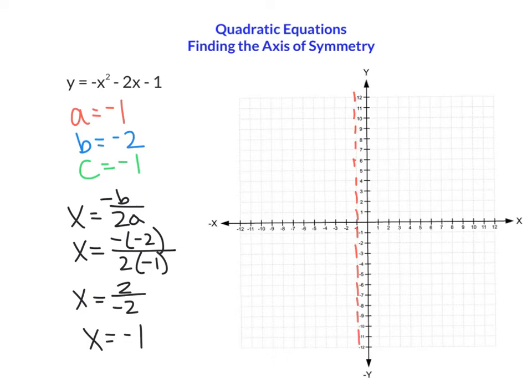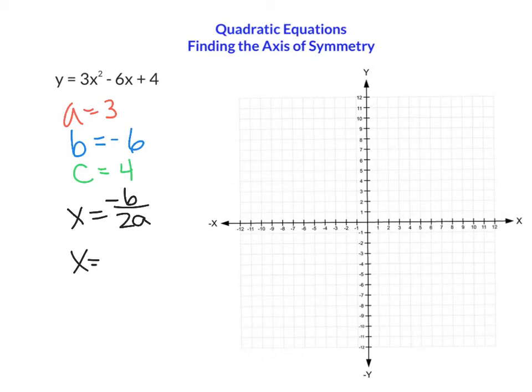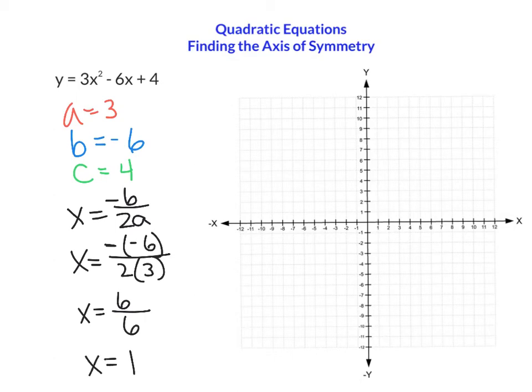All right, let's continue with another example. All right, again, I start by labeling my A value is 3, my B value is -6, and my C value is 4. So I go back to my equation, x equals -b divided by 2a. So I have negative, and then my B value is -6, and then 2 times my A value, which is 3. So x equals -6 is going to turn that back into a +6 because a negative times a negative is positive. 2 times 3 is 6, and 6 divided by 6 is 1.